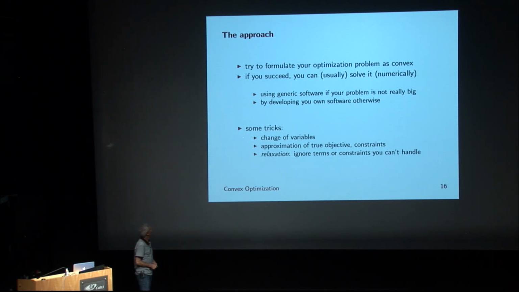And you'd learn things about change of variables. Then you'd approximate the objective and constraints. Or you do something that has a very fancy name, relaxation. So it sounds very fancy. What it means is you're simply ignoring the constraints that you can't handle.